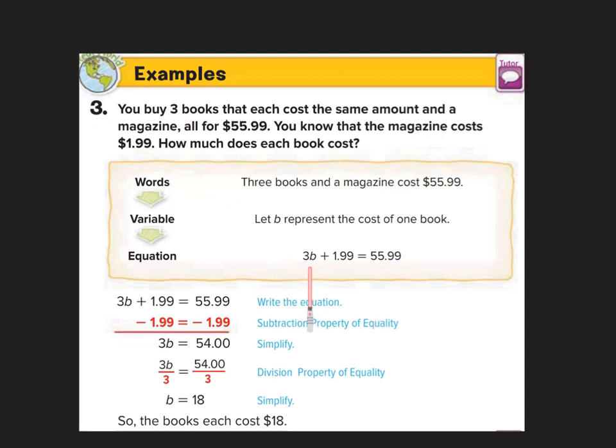So 3 books at a price that we don't know, that's why we have the variable B, plus $1.99 for the magazine equals $55.99. So once we've written the equation, then we go through the regular solving process. We've got 3B plus $1.99 equals $55.99. We're going to subtract $1.99 from each side of the equal sign. We get 3B is equal to $54. And then finally, just like any other equation, we're going to divide by 3, which is the coefficient of B, on each side. And we get B is equal to 18. So in this case, we know that the books each cost $18.